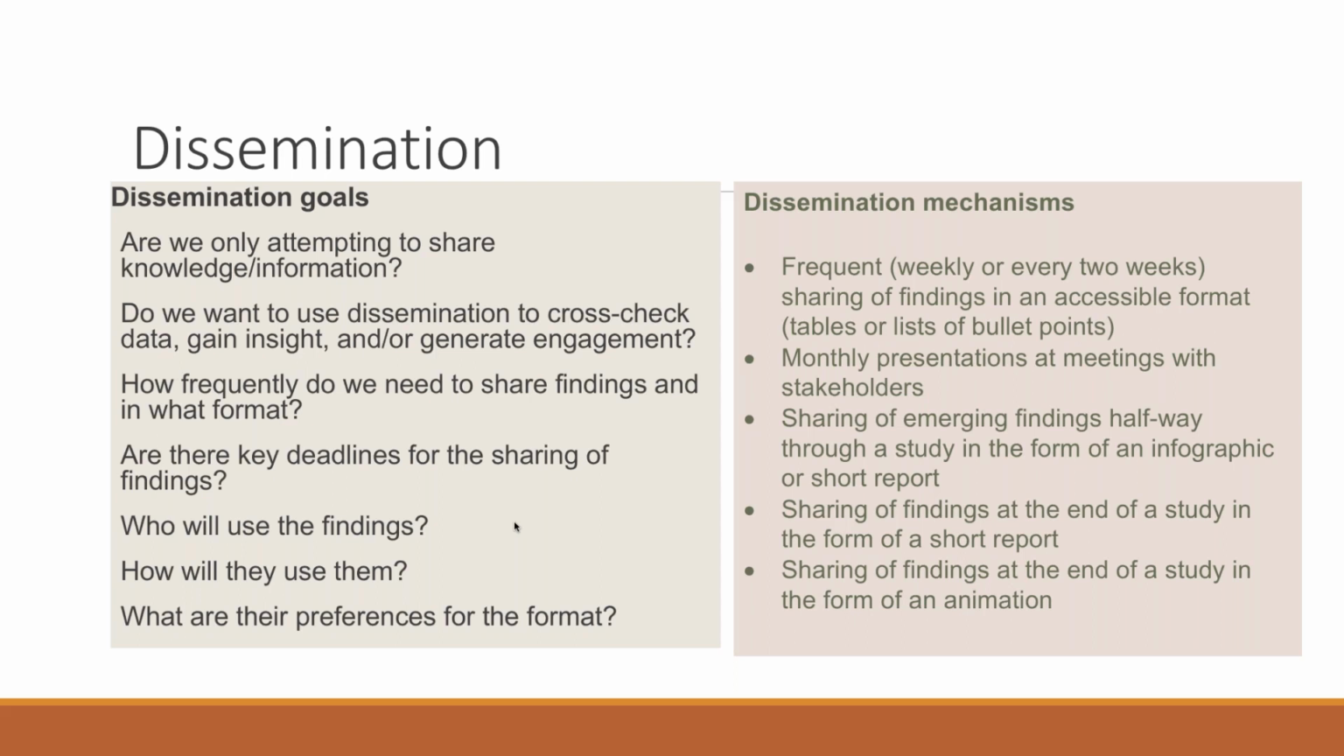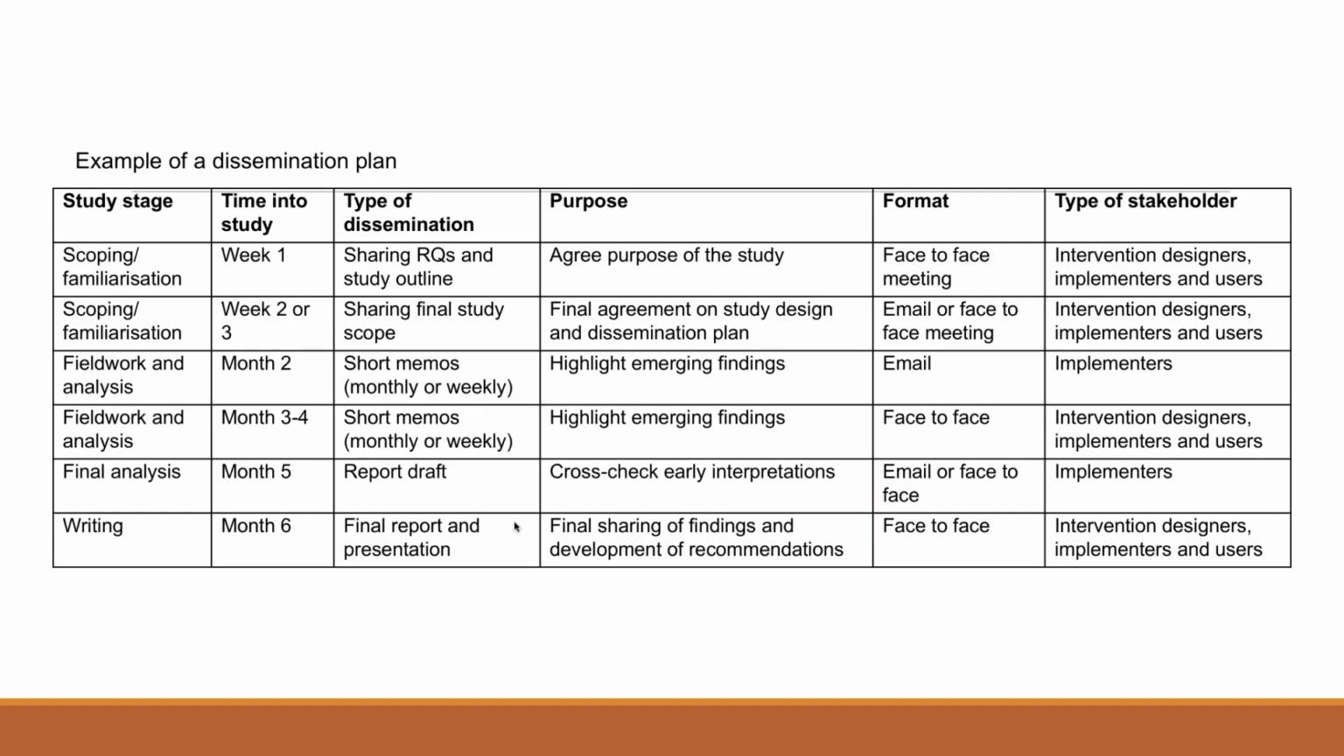So having a conversation around what are their preferred formats, when would they like to receive them, what's the frequency, who needs to be involved, and using all of that information to develop a dissemination plan, potentially like this one, where we're teasing out specifically within our study timeline when our finding is going to be shared, what type of dissemination is it, what's the purpose, what's the format, and who needs to be involved.